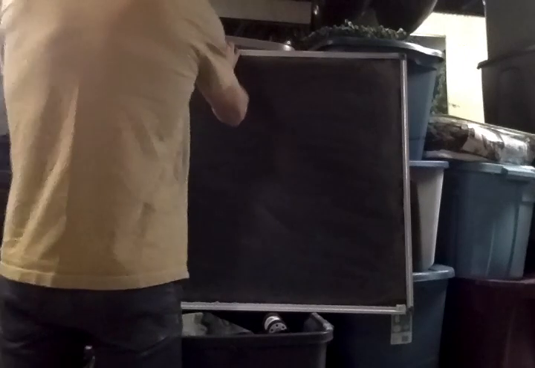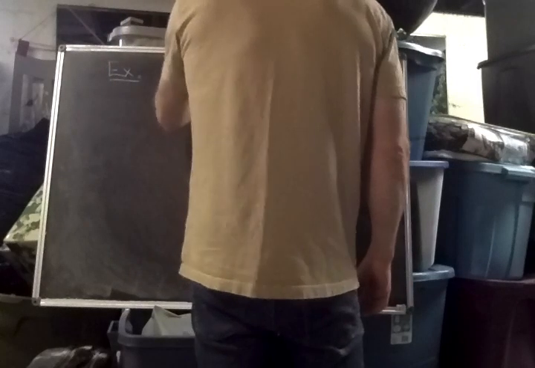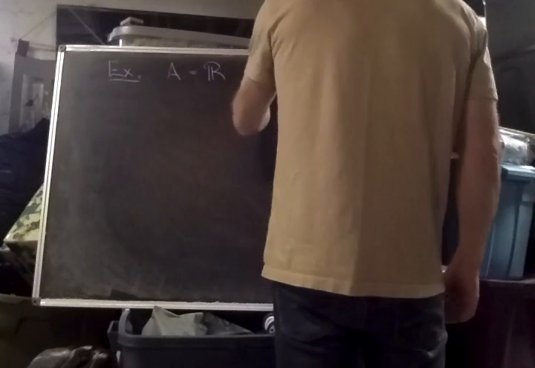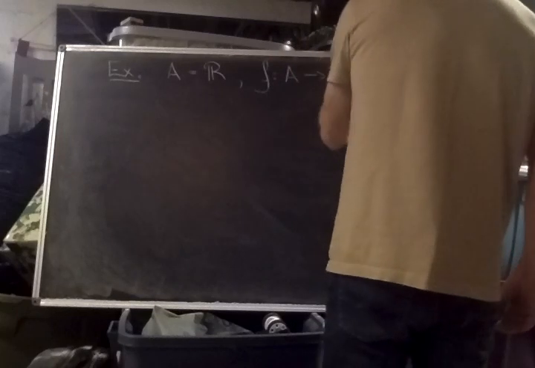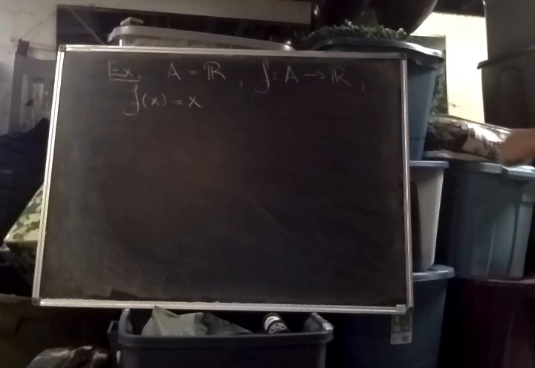Okay, next example. So let's be a little more complete here. Let's say that A, the domain of the function, is all of the real numbers. And f, of course, is a function from A to R. And we'll just take the identity function this time. f of x is equal to x.